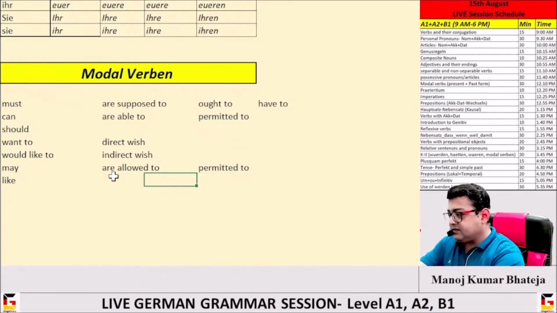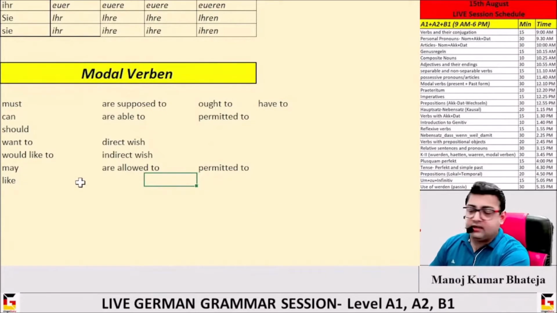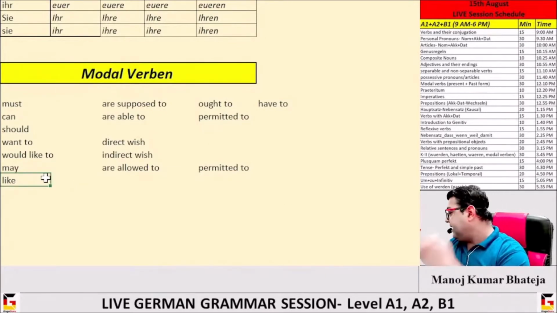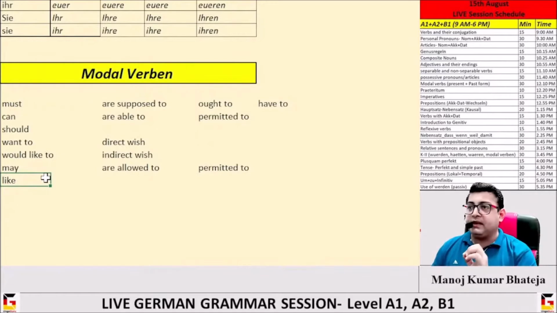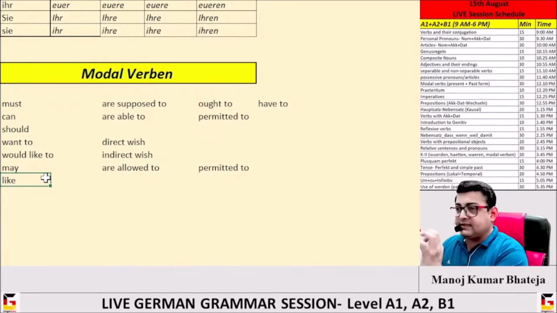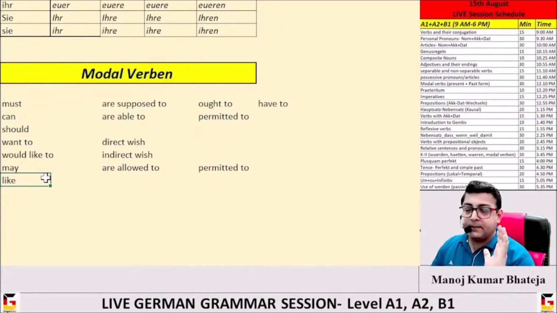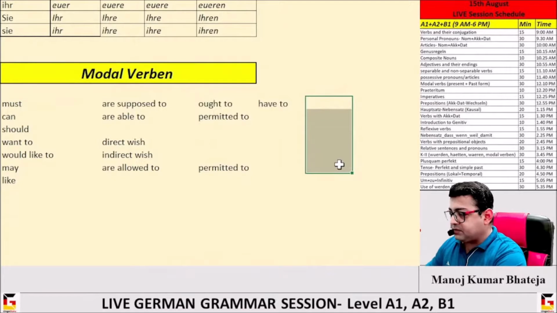And like is, I like chocolates. I mean, I like a noun. This is particularly what you like as a noun, not as a verb. This like we will never use with the verb, only with the noun. So how do we express these modal verbs?